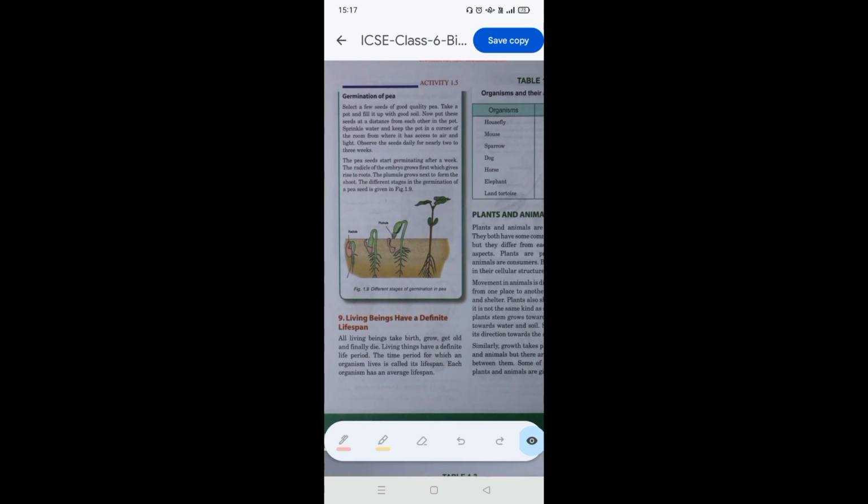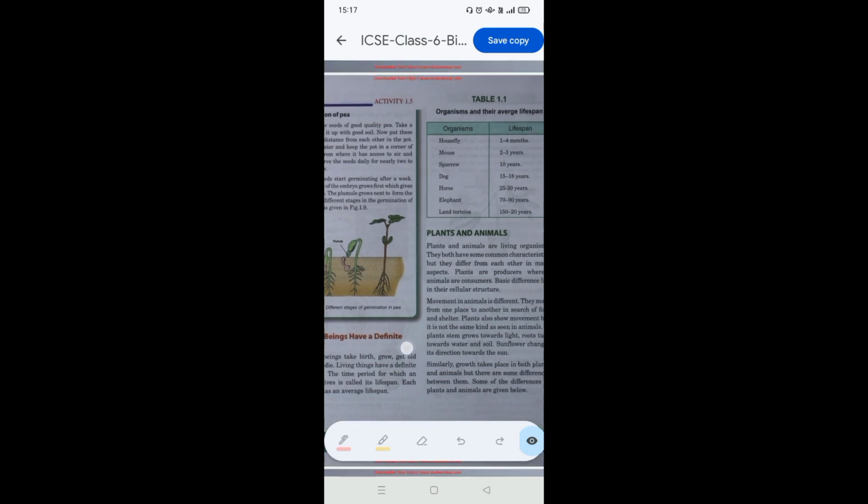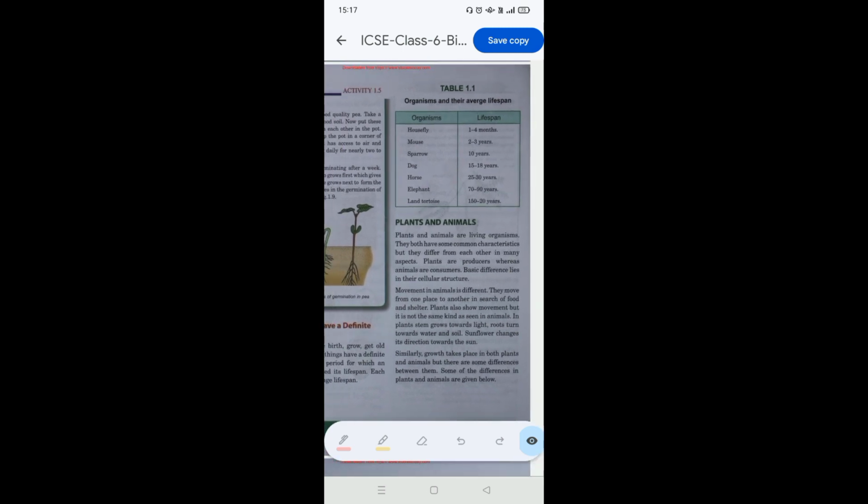So, ninth characteristic is living beings have a definite lifespan. All living beings take birth, grow, get old, and finally die. Living things have a definite life period. The time period for which an organism lives is called its lifespan. Each organism has an average lifespan. Table 1.1, organisms and their average span.